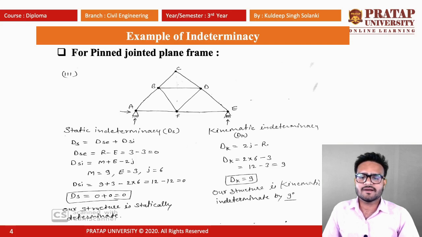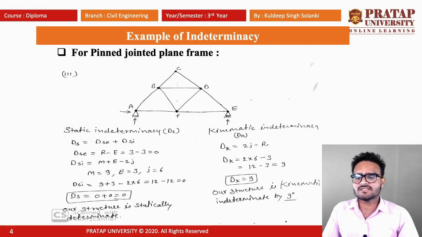And the value of r is the external reactions. So in this case, at support A and support E. Support A is the pin support, two reactions are available. At E this is the roller support, so one reaction is available. The total number of reactions is 3. Okay, and put the values of r and e in the dsc formula and calculate dsc is equals to 0. Okay, also calculate dsi.